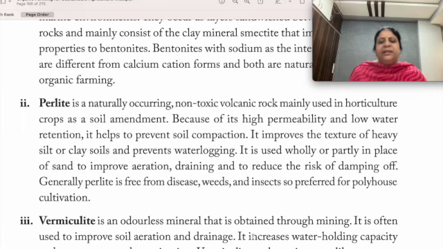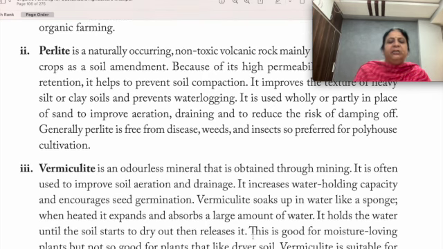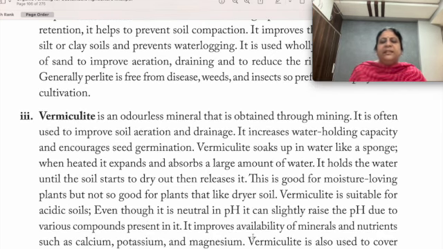It improves the draining capacity. That's why it also controls damping off disease, because of the draining capacity of the water. Generally, perlite is free from diseases, weeds, and insects, so it is preferred for polyhouse cultivation, pottery filling, and pots filling. Vermiculite is an odorless mineral that is obtained through mining.